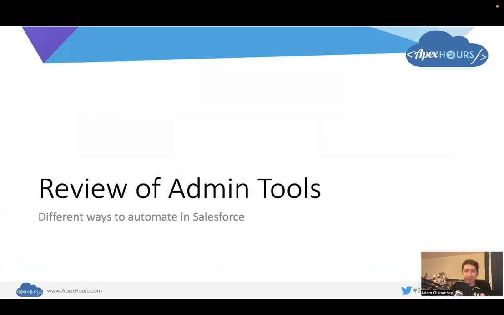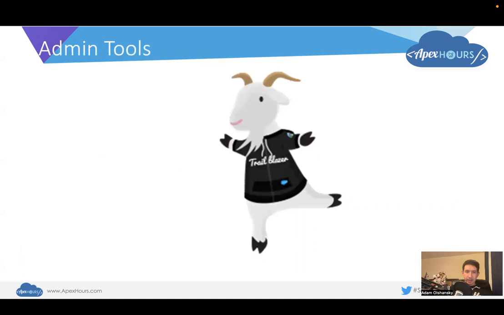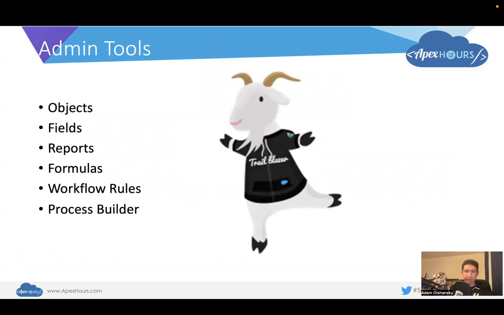All right. So with that in mind, understanding code, let's do a quick review of admin tools. When I say admin tools, these are all the tools Cloudy loves: objects, fields, reports, formulas, workflow rules, process builder, and flow. Workflow and process, obviously, are probably going away pretty soon if they haven't already, but you've probably used them before, or at least seen them and have an understanding of how they work. So I'm going to talk about them a little bit here today. But for the most part, all of these things you've probably seen and used before. And again, I want you to focus on really the concepts behind each of these tools.